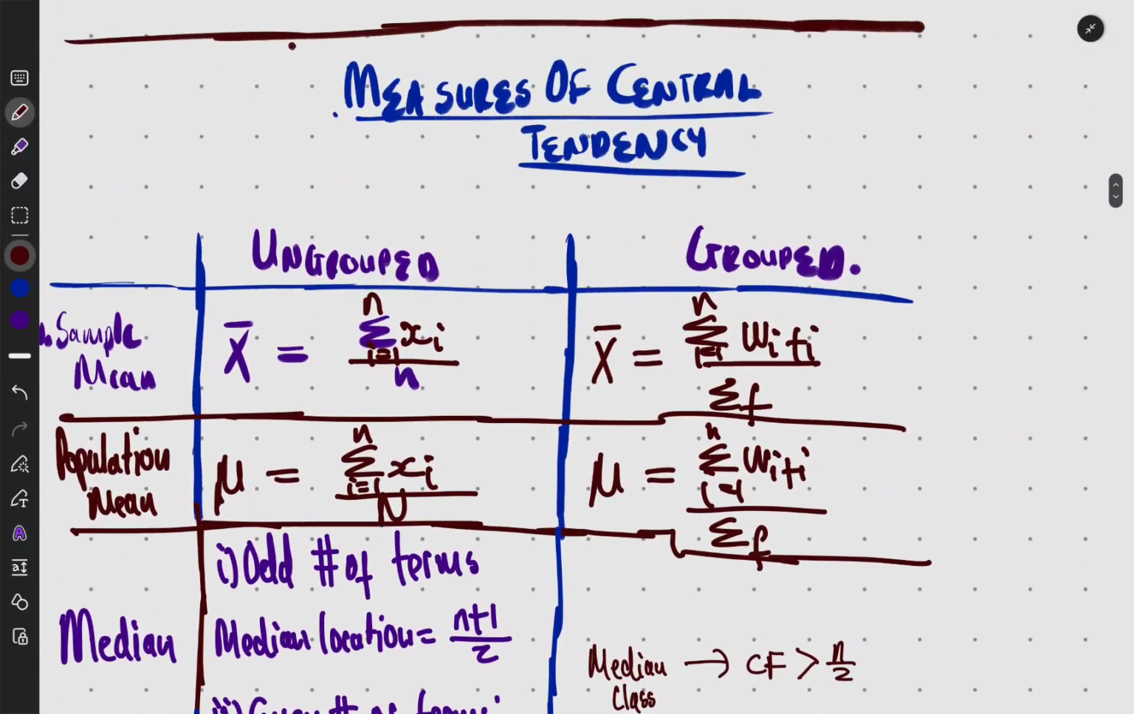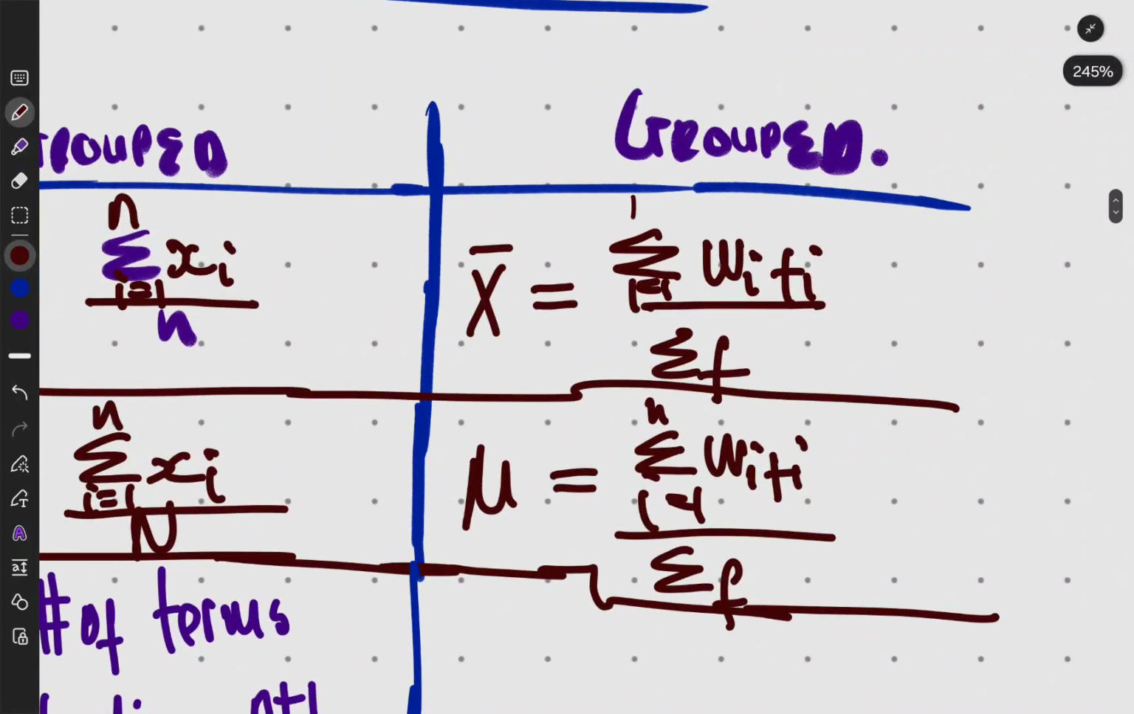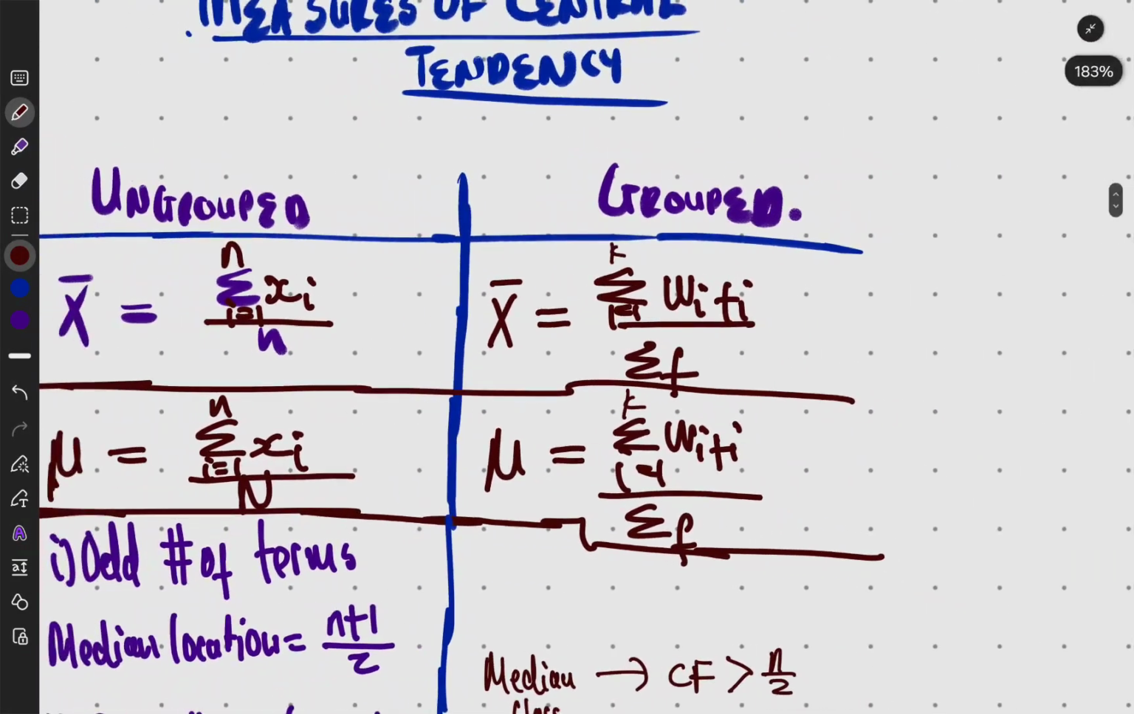Remember that for here you can say, instead of saying the numbers end at n, you can say up to k, where k is going to be the number of intervals. So this is just going to be what you need.